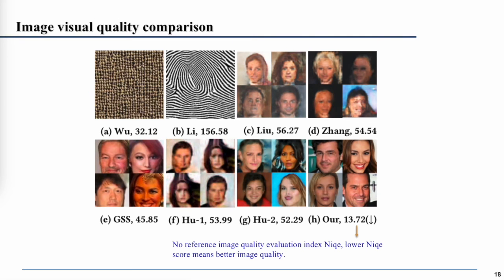This slide gives a visual comparison among different GS methods. We can see our stego images are more natural with a lower NIQE score and a higher payload.